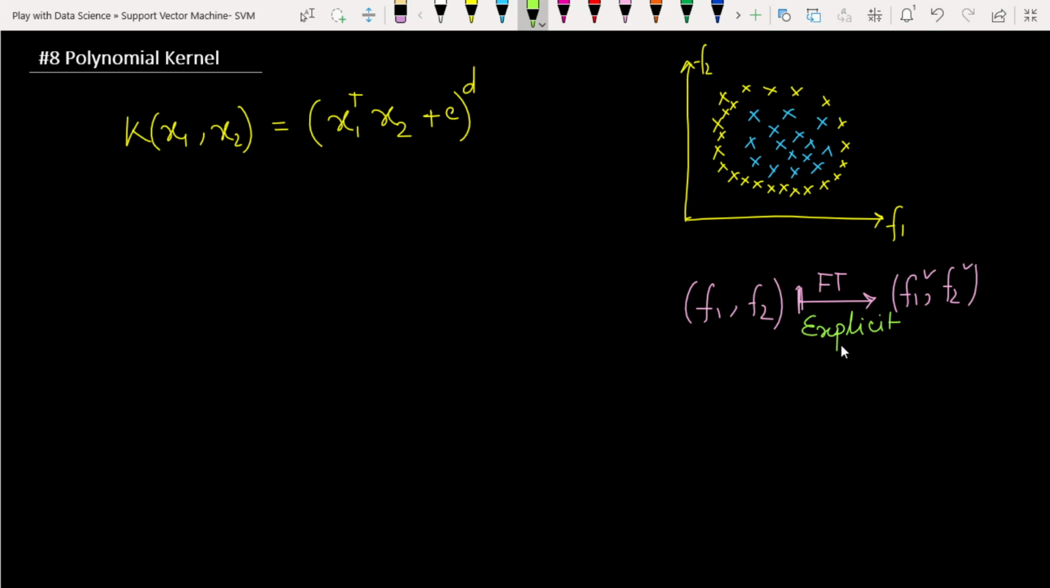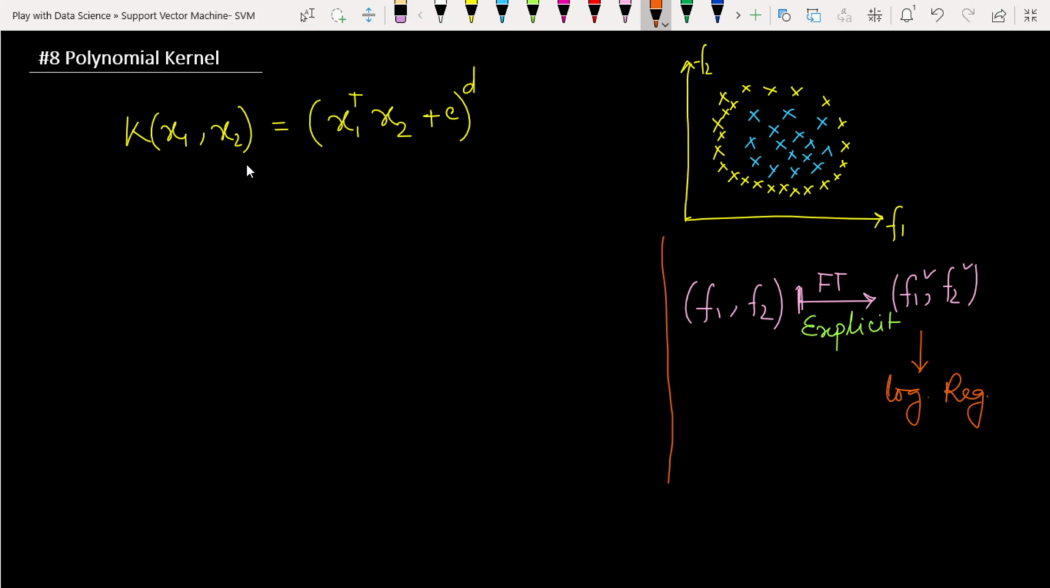The same kind of thing we are doing with the polynomial kernel trick also, but we do this internally, not explicitly; we are doing it implicitly. Explicitly is what we saw in logistic regression.